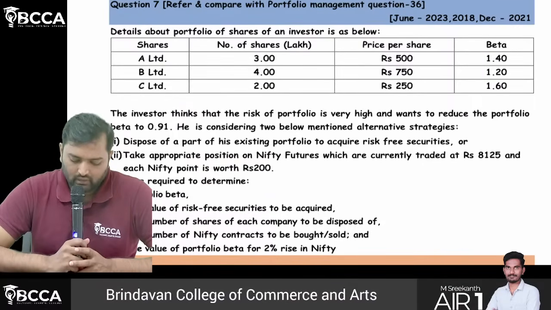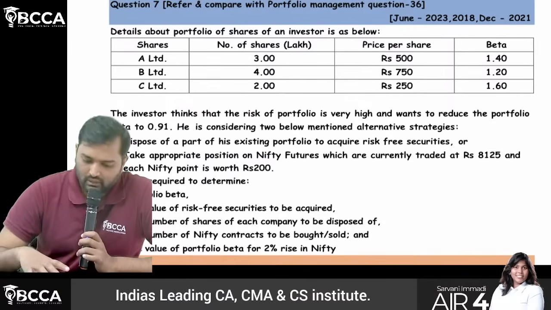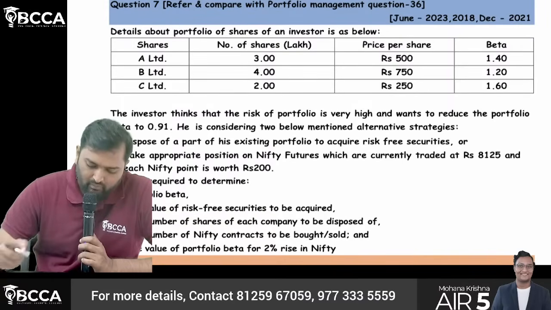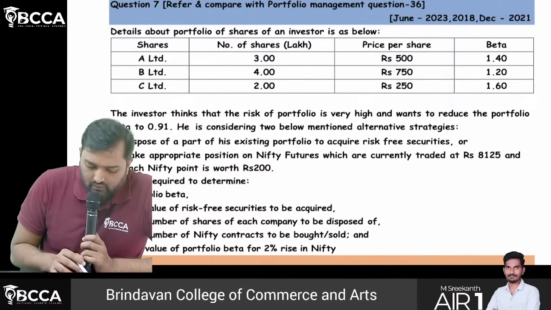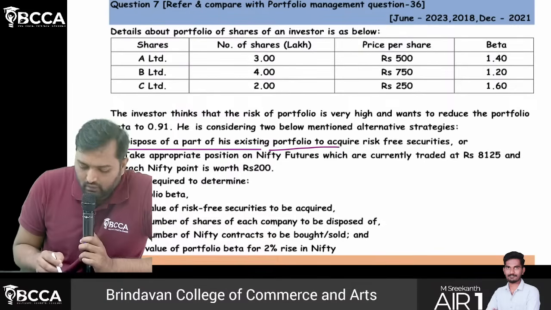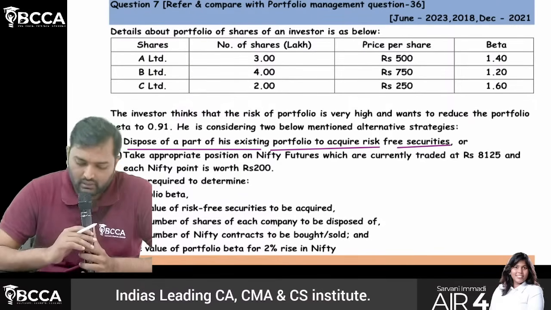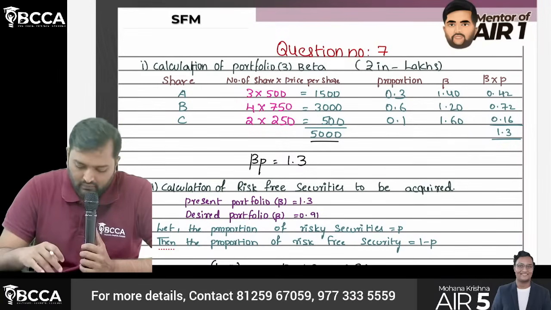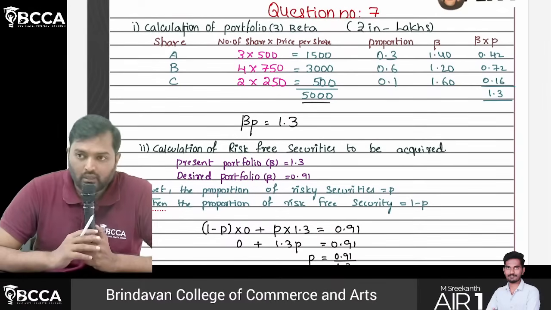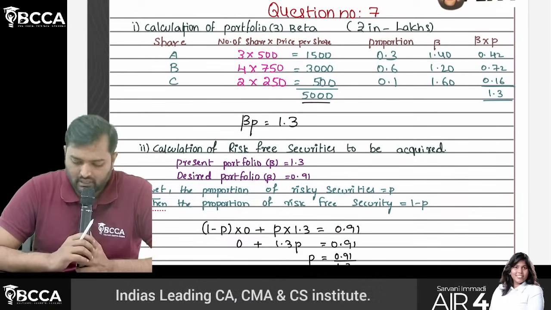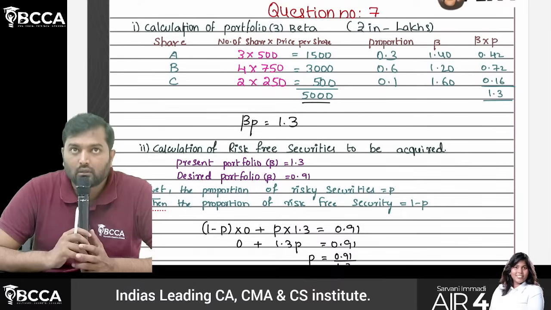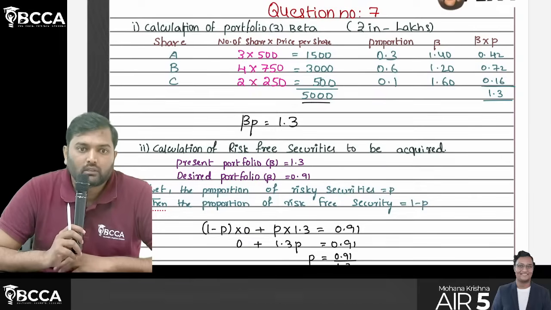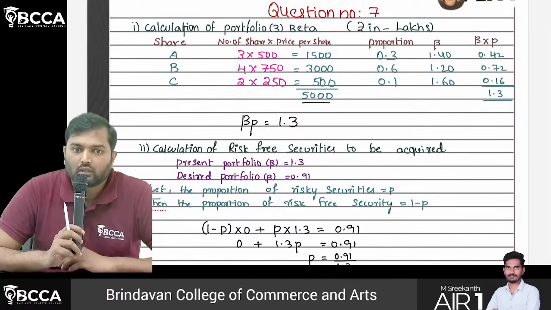So why are they asking the value of risk-free securities to be acquired? Because the second part is, what is the second part? Dispose of part of his existing portfolio to acquire risk-free securities. So what is the target beta? 0.91. Present beta 1.3. Let the proportion of risky securities be P. Then the proportion of risk-free security is equal to what? 1 minus P.